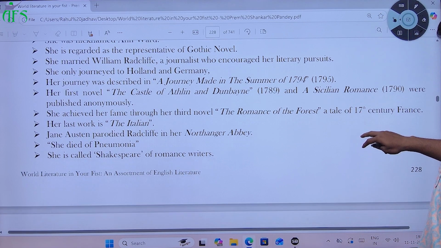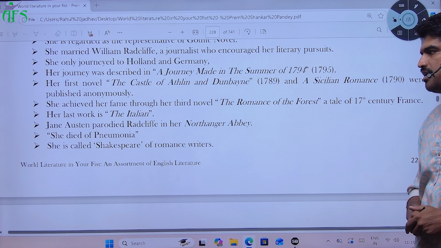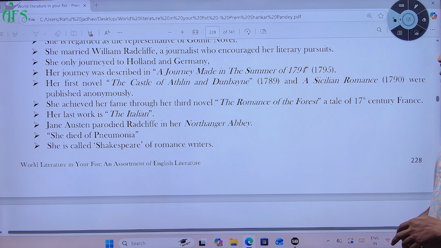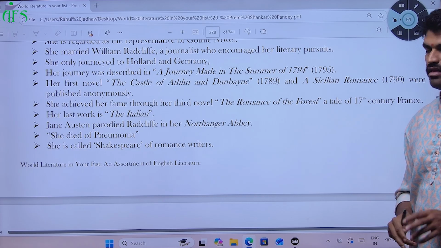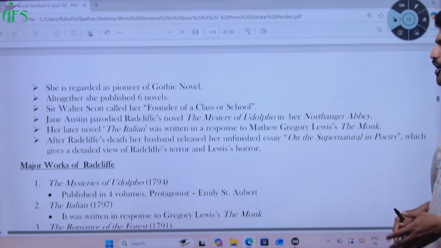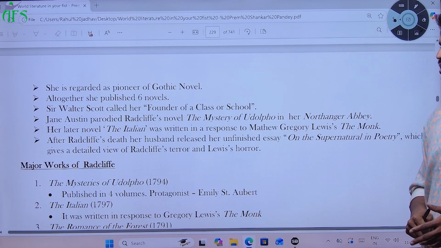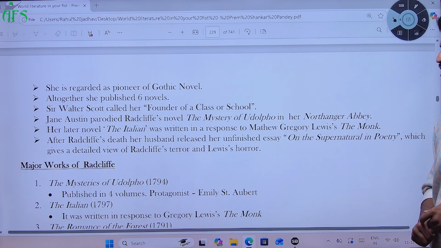Her last work is The Italian, and Jane Austen parodied Radcliffe in her Northanger Abbey. She died of pneumonia. She is called the Shakespeare of romance writers, Anne Radcliffe. She is regarded as the pioneer of Gothic novel. Altogether, she published six novels. Sir Walter Scott called her the founder of a class or school.